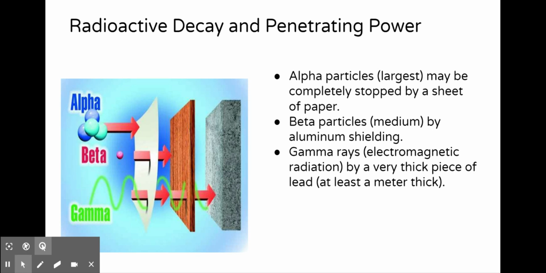Beta particles are stopped by a piece of wood or aluminum; aluminum foil will stop a beta particle. A gamma ray is a wave, so it is the most penetrating. It can go through paper, through wood or aluminum foil, and even through lead. You have to have at least a meter thick of lead bricks between you and that radiation source in order to have it not penetrate into your body.